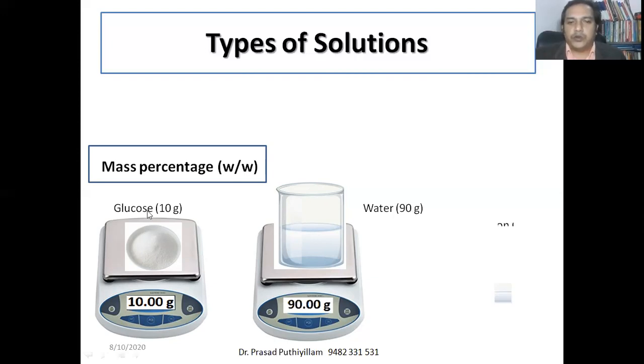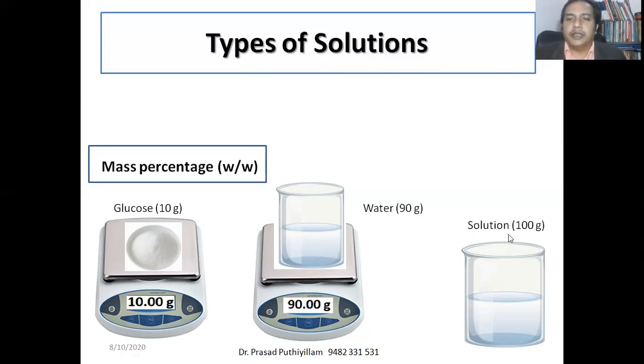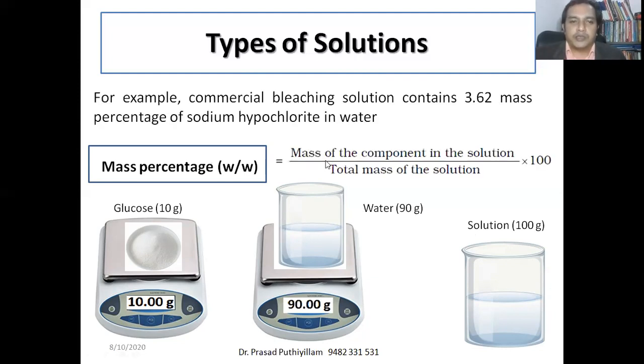If you mix glucose and water, we will get glucose solution. The total weight will be 100 gram: 10 gram of glucose plus 90 gram of water gives 100 gram of solution. Now mass percentage is very easy to understand. Mass percentage is the mass of the component in solution upon the total mass of solution, multiplied by 100. So here the mass percentage of glucose is 10.